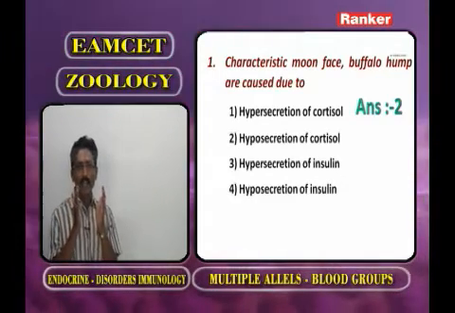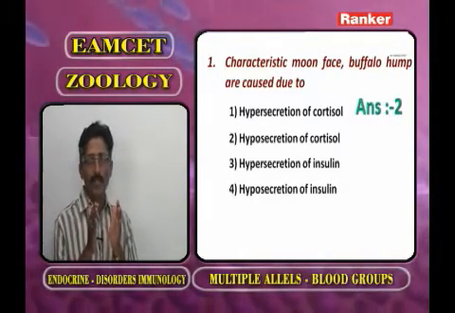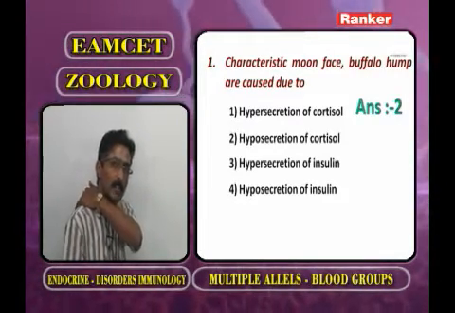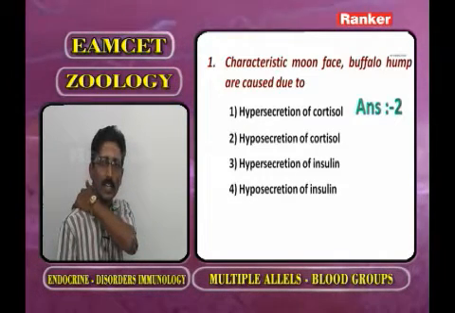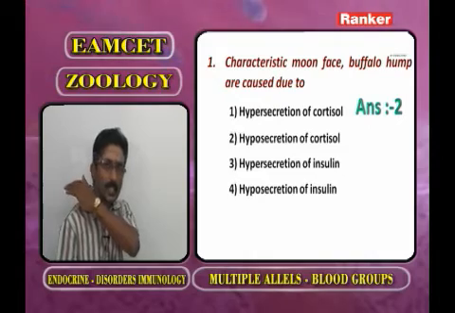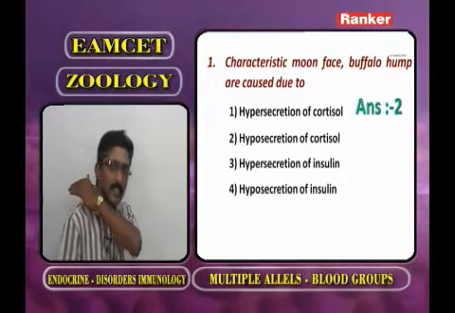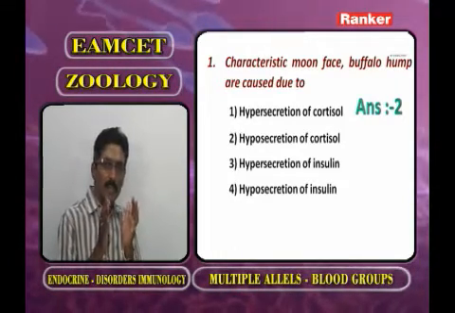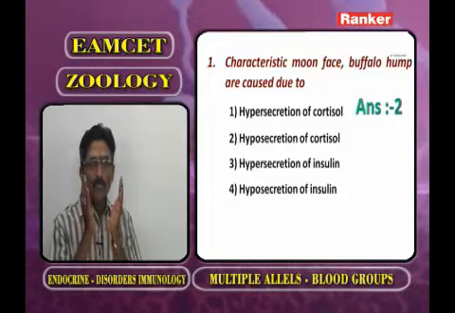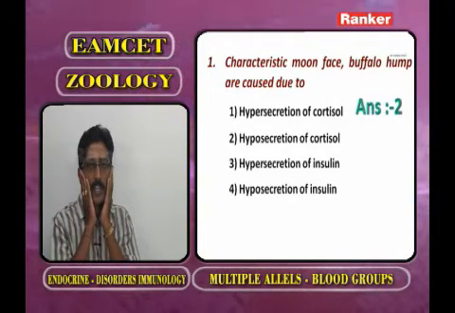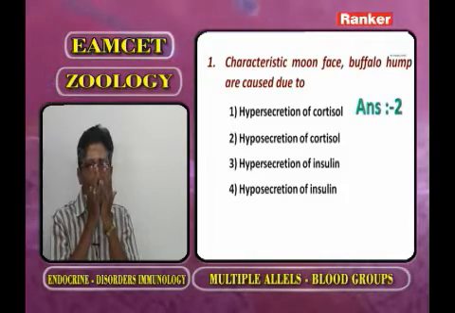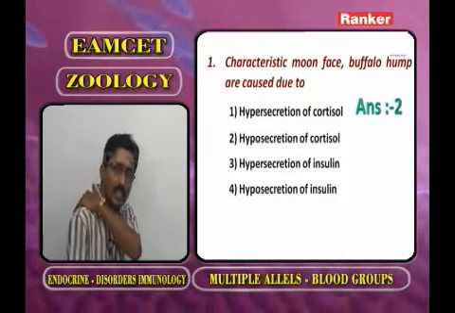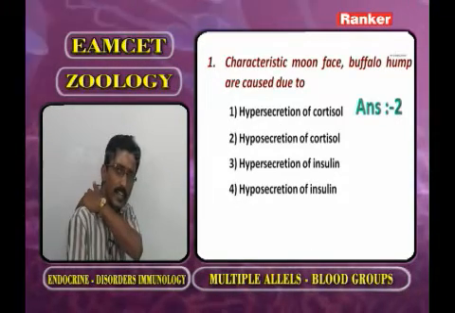And the second one is buffalo hump. As we observe domesticated animals, the enlarged part on their back side we call a hump. Like domesticated animals, the one who is suffering from this disease has the back portion of the body enlarged in the form of a hump. So the moon phase means tissue fluid accumulates in the face area and the face is enlarged, followed by enlargement of the hump, that means the back part enlarges.